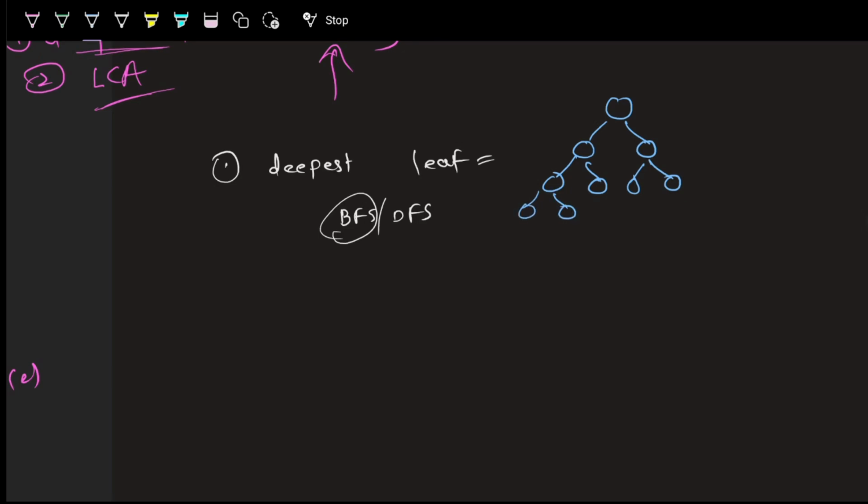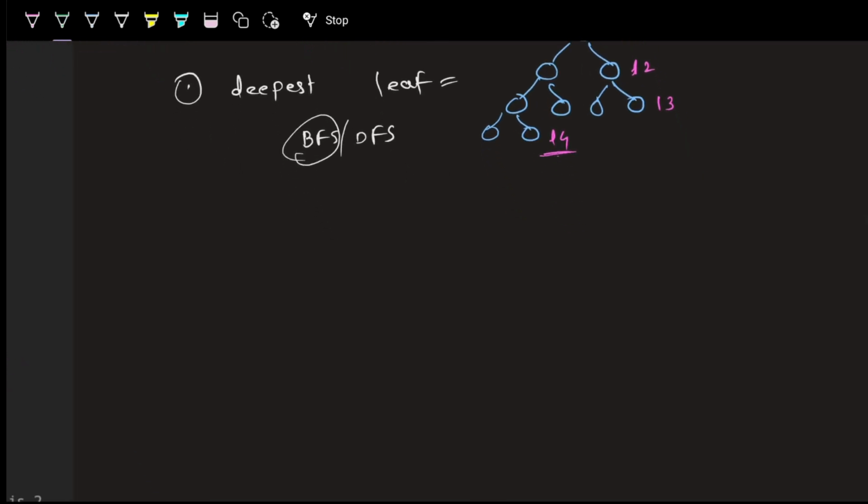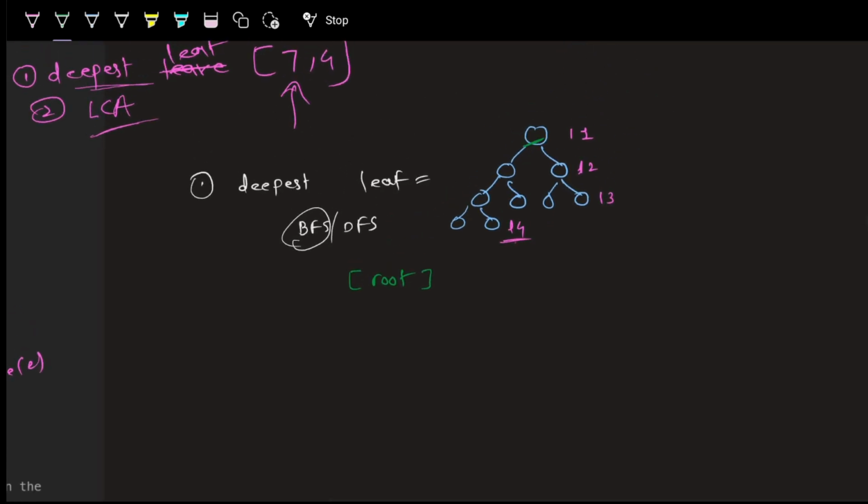for example, given a tree like this, this is level 1, this is L2, this is L3, and this is L4, and the deepest leaf would be the L4. Whatever nodes are present at the last level are the deepest leaves. Simple, right? In BFS, we know that we use a queue data structure. In the queue, initially we put the root node. The root node is this one, correct?